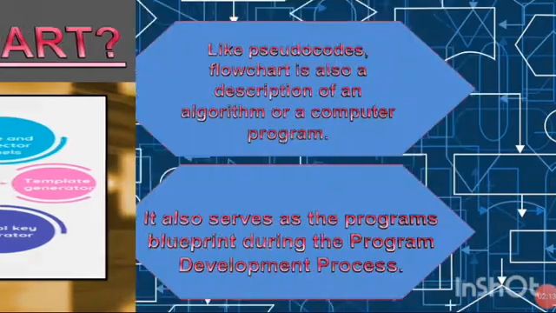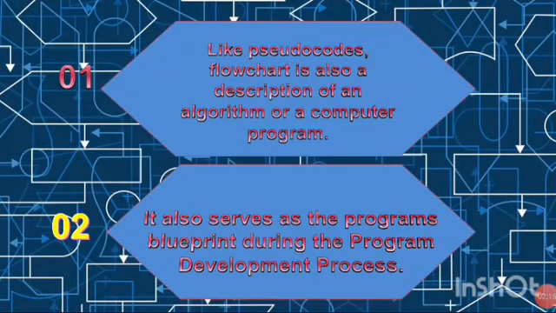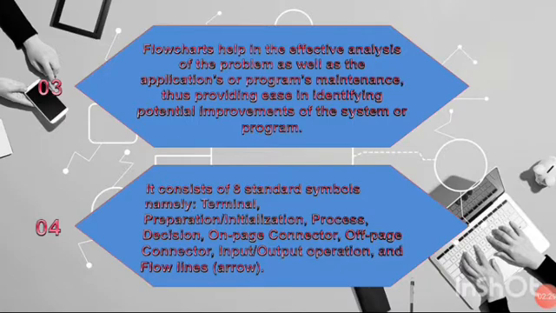Again, what is flowchart? Just like pseudocodes, flowchart is also a description of an algorithm or a program in computer. Second, it also serves as the program's blueprint during the program development process. Third, flowcharts help in the effective analysis of the program problem as well as the application's or program's maintenance, thus providing ease in identifying potential improvements of the system or program.